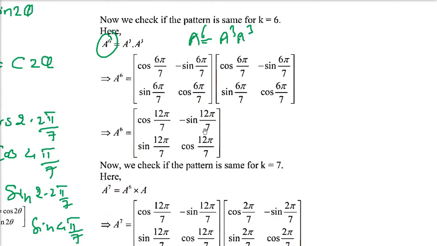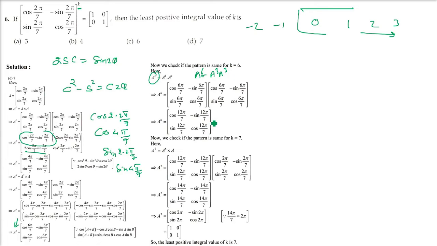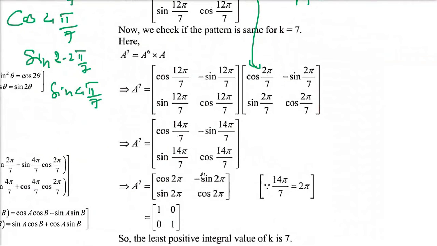So this A raised 6, when you multiply, you will get again a matrix, and we have to apply these trigonometric equations again. It can be cos(A+B), sin(A+B), or cos square theta minus sin square theta, like this. Now, I hope that A6 you have done. Now multiply it again with A, because A raised 7 also we have to check.